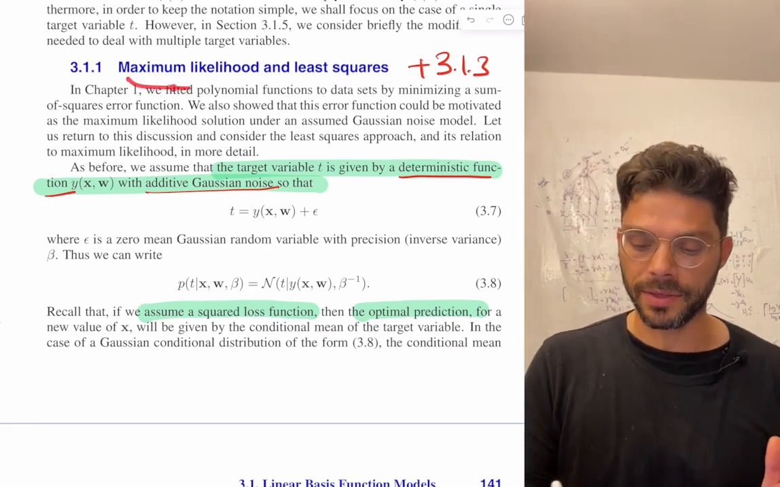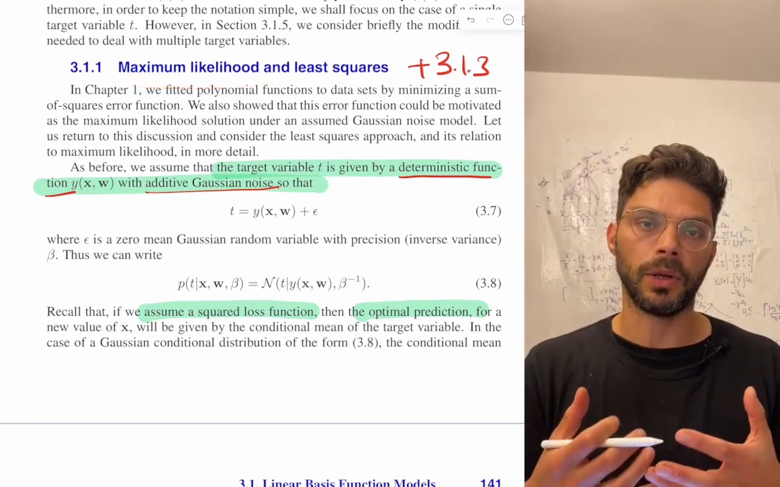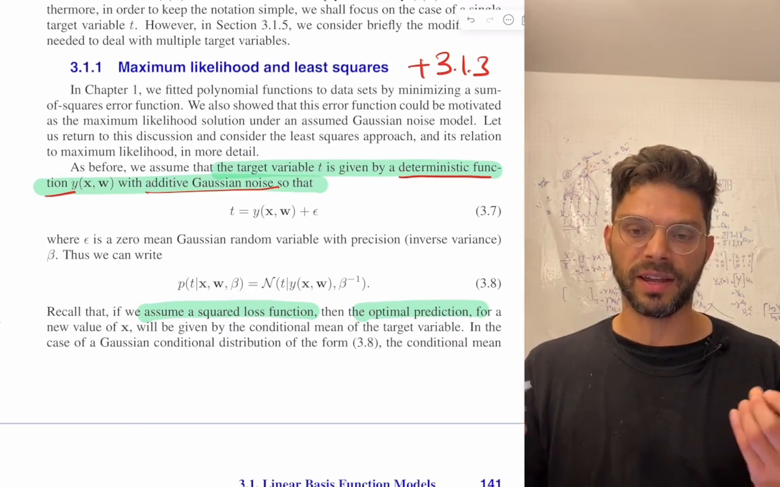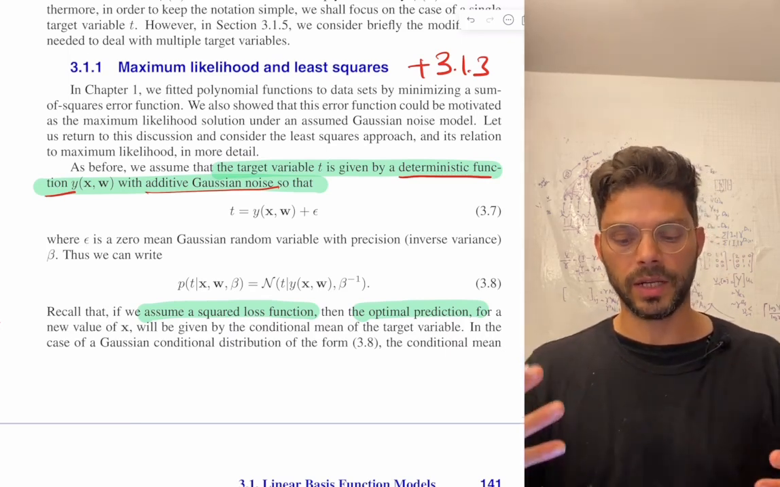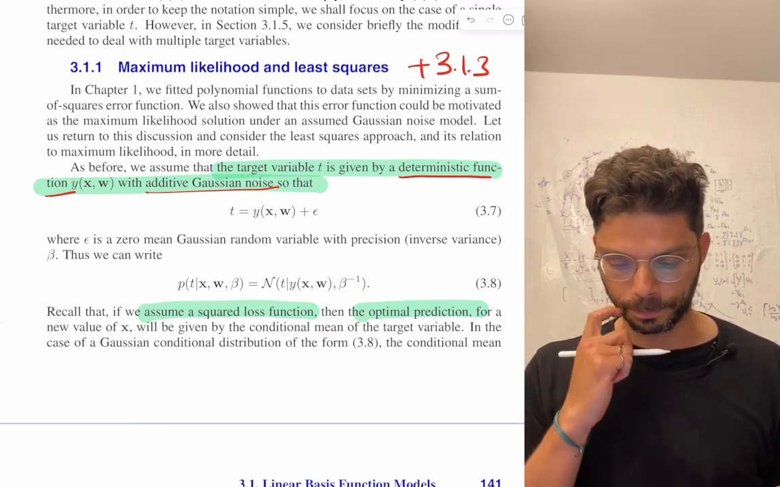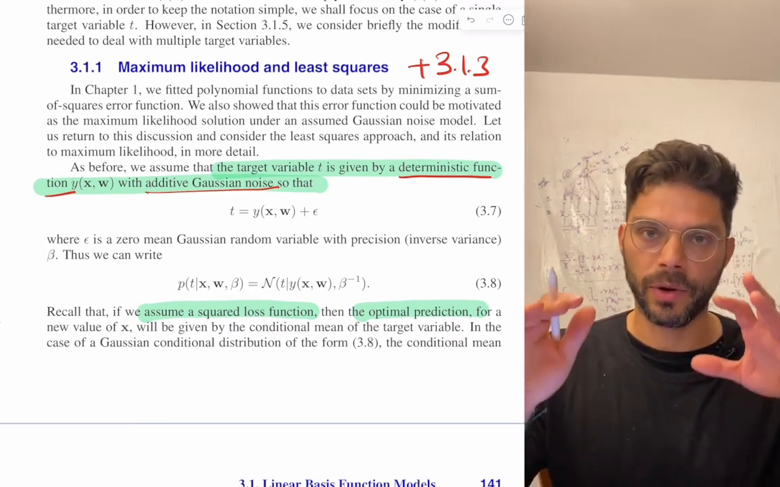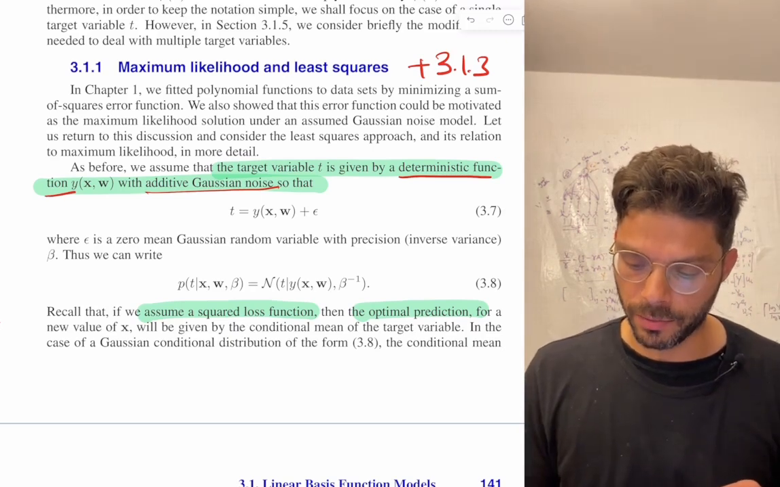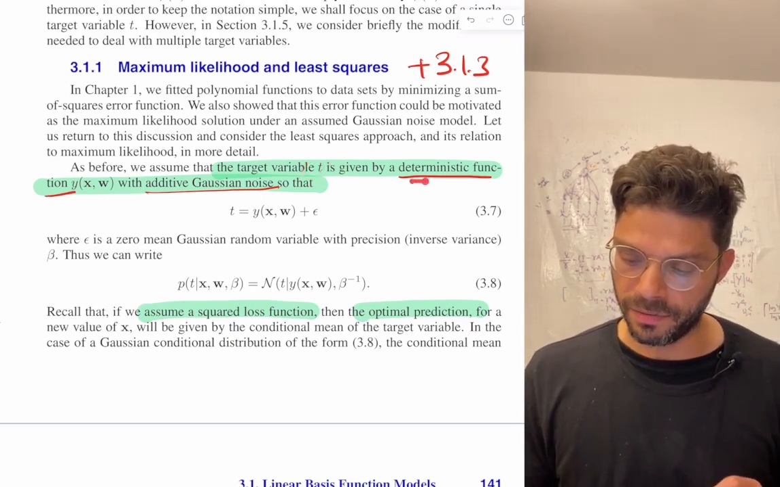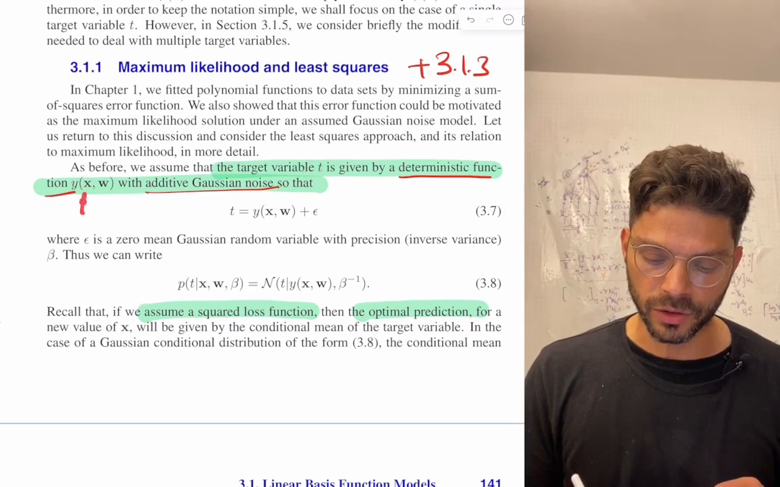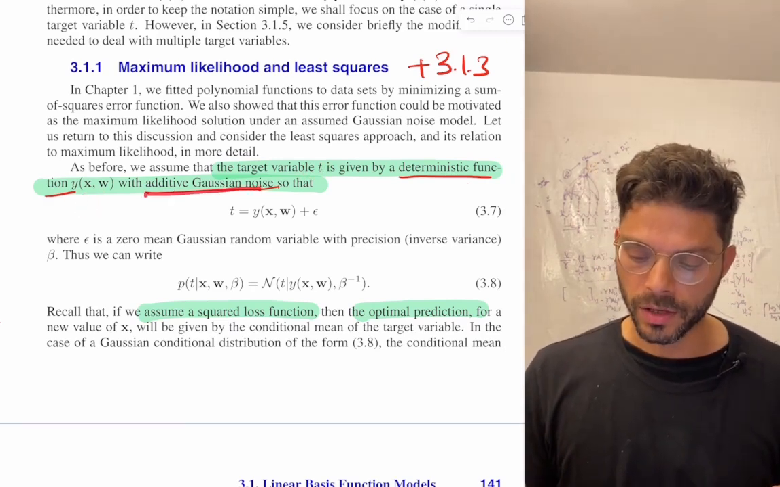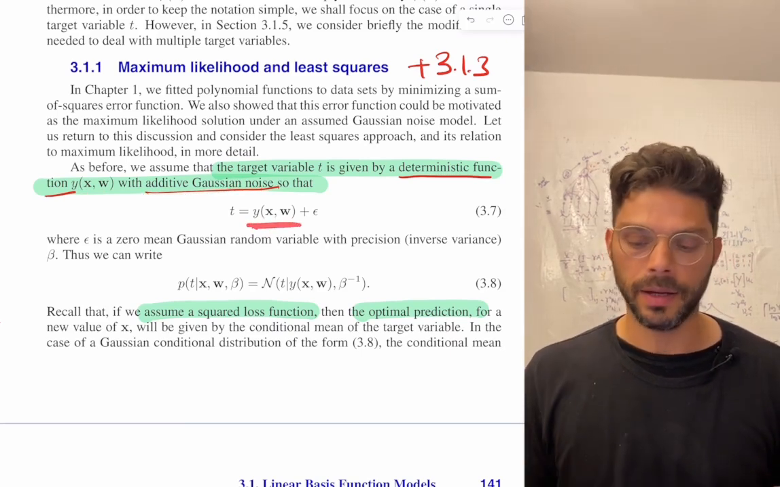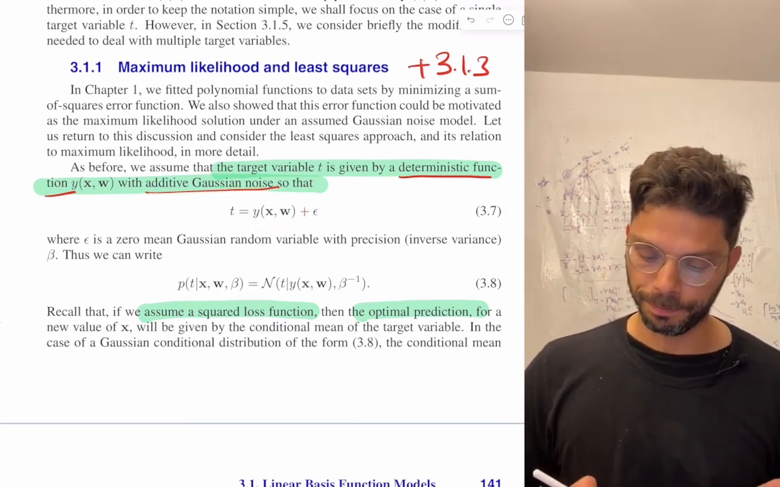But when we have them together, then we get some very tractable answers that are A, easy to compute, and B, for which we can get some geometric understanding, which we'll talk about in the next session. Okay, so again, now we're in the supervised setting. We have a target variable, and it's given by a deterministic function y of x, which is your data, and w, which is your weights that you're trying to learn, with additive noise. So that t is this deterministic thing plus this Gaussian noise term.